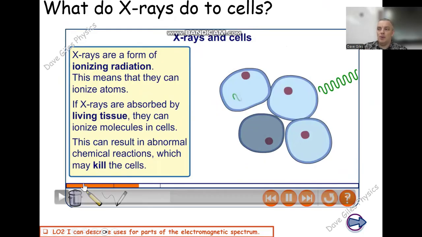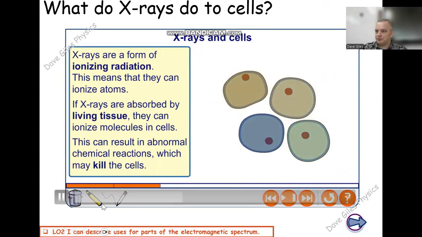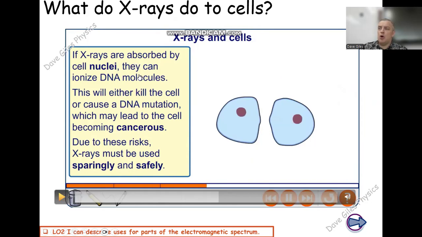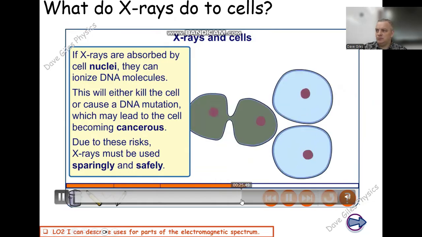This can result in abnormal chemical reactions which may kill the cell. If X-rays are absorbed by cell nuclei, they can ionize the DNA molecules. This will either kill the cell or cause DNA mutations, which may lead to the cell becoming cancerous. Due to these risks, X-rays must be used sparingly and safely.